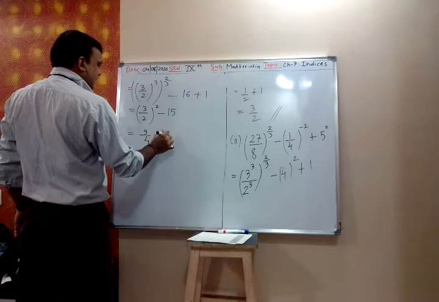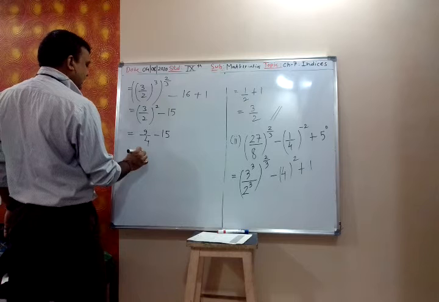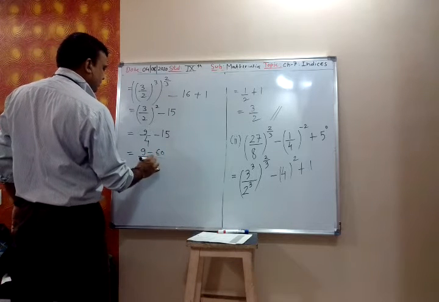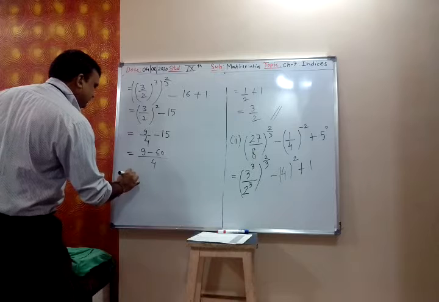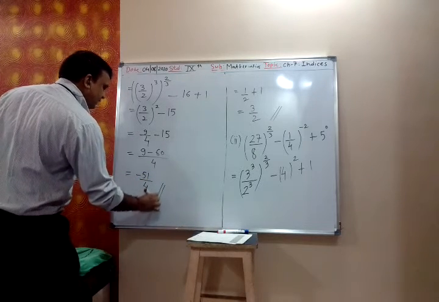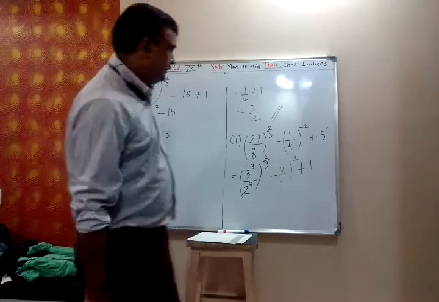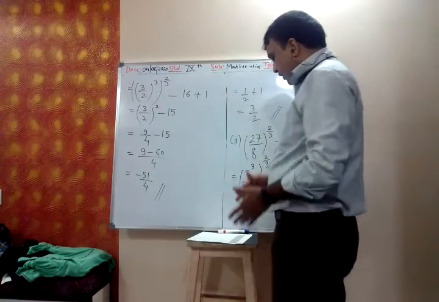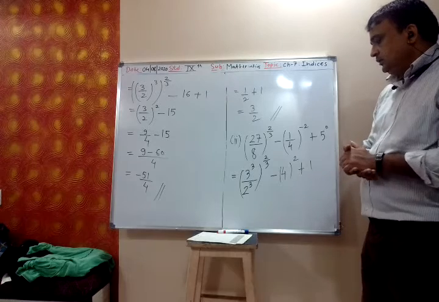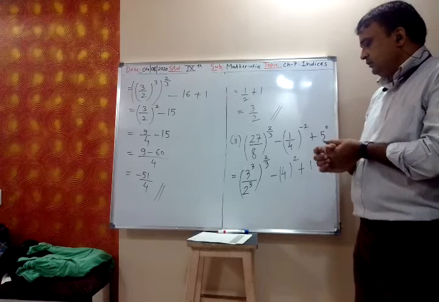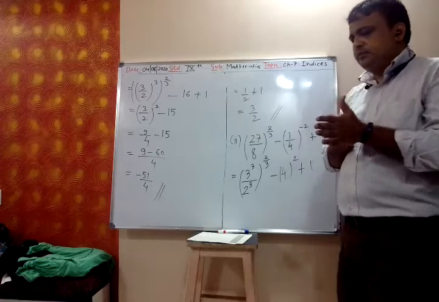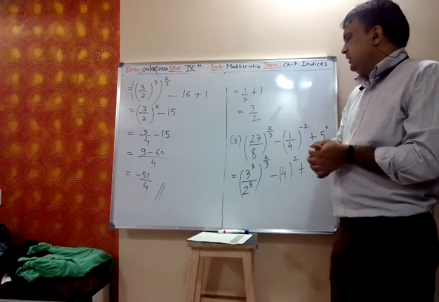That is the correct answer, 9 upon 4 minus 15. Now take LCM as 4. So 9 minus 60 upon 4, which is minus 51 upon 4, is the correct answer. Minus 51 upon 4. You can stop there. No need to convert that into a mixed fraction.